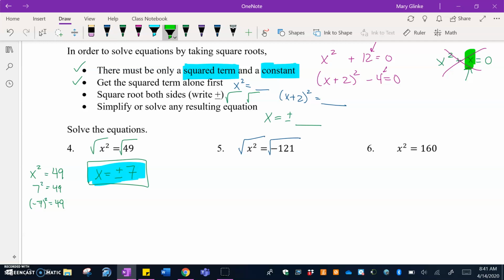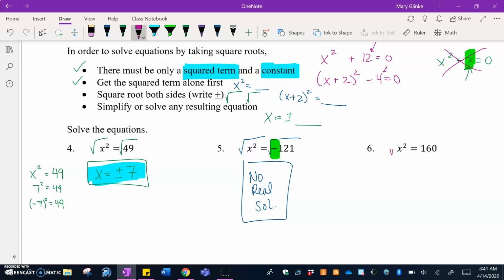But we have an issue. We have this negative under this. So looking at this one, when we actually take and square root this, we don't get a real solution. So we're going to write no real solution. There's nothing that we can have giving us a real answer for this. Nothing's going to work. So now we're going to move to number 6.